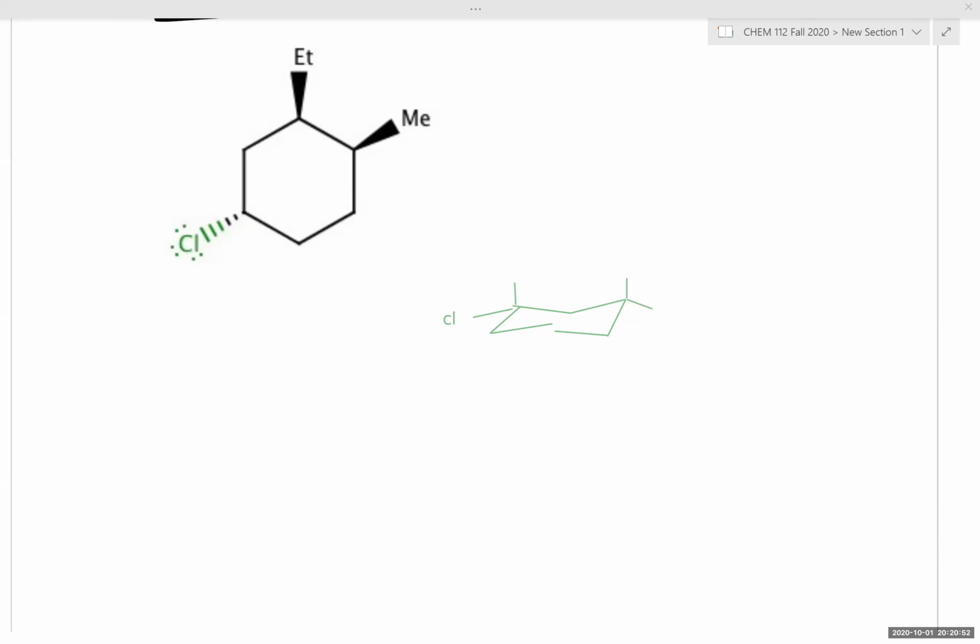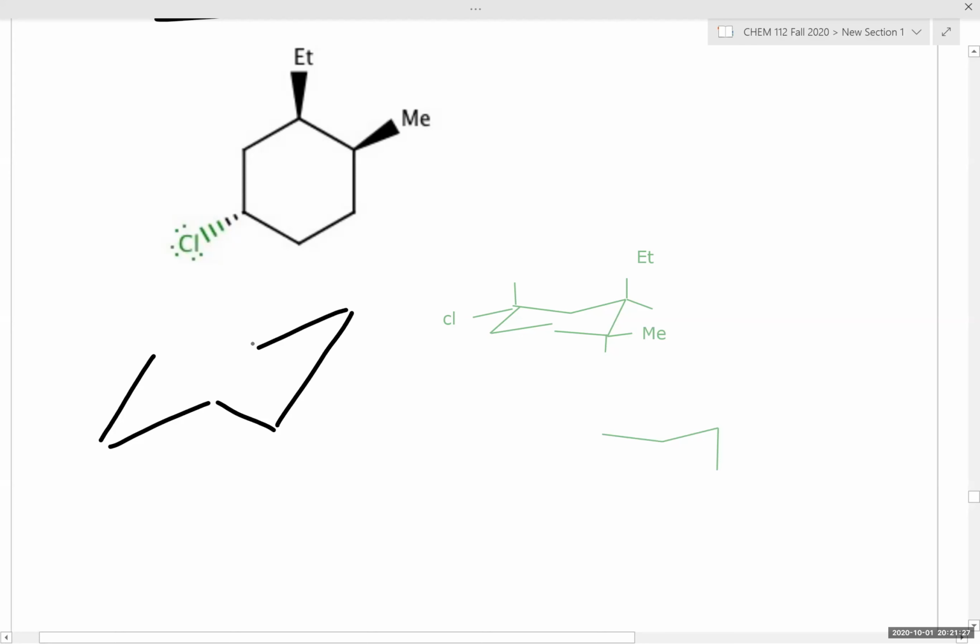So let me take a look at one of the student proposals. Yep, and the response that I received as a file in the chat looks reasonable. We have our first drawn chair conformation, and that looks good. Let me just rewrite it so that way it's visible in a bit of a larger font for everyone. But this chair conformation looks great. We have our ethyl up, our methyl up, and our chlorine.